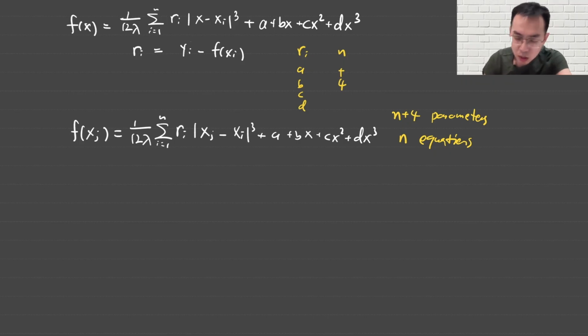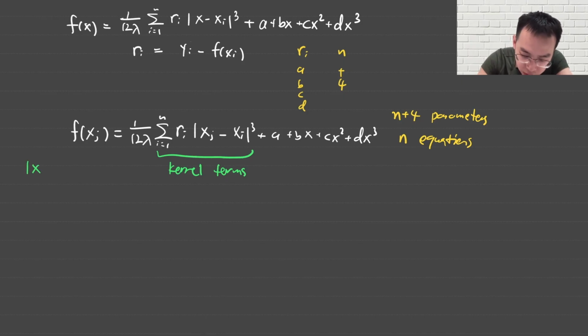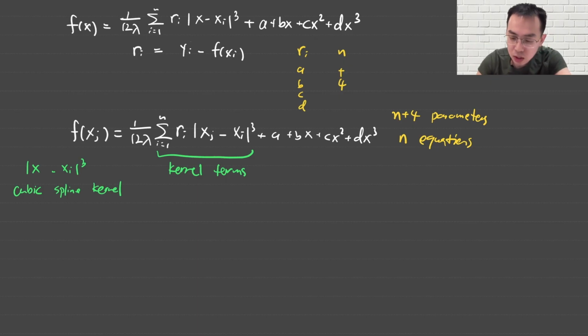So here, let me just do an interpretation for this term a little bit. So here are our kernel terms. Note that this function here, xj minus xi to the power of three, well, let me just remove this subscript j here. So this is called the cubic spline kernel. And the rest of the terms are just a bunch of fixed terms.